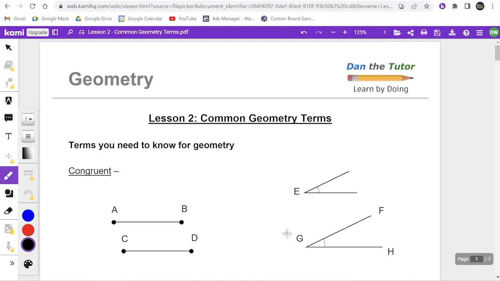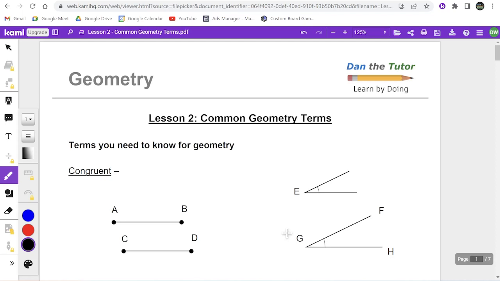Lesson 1 was all about just a review of algebra, definitely necessary to understand geometry. Today, it's going to be full geometry, and we're going to be going over some of the basics, some of the things you must know if you want to even have any hope of understanding anything else this summer.